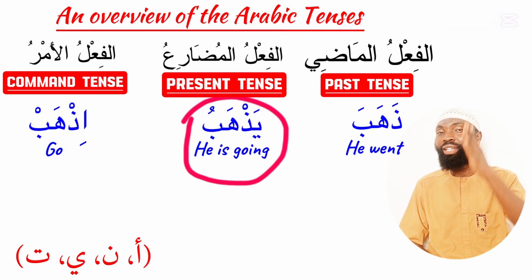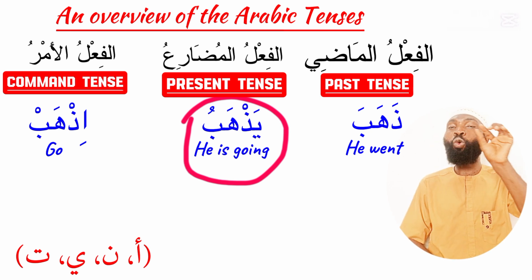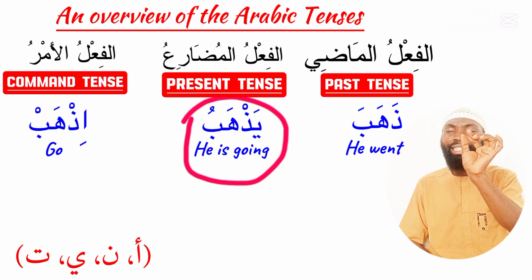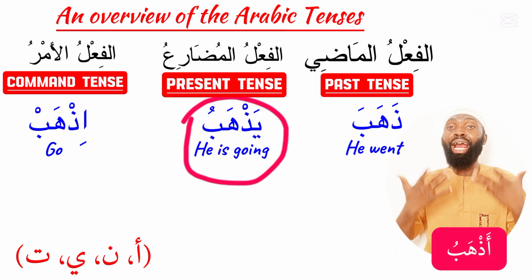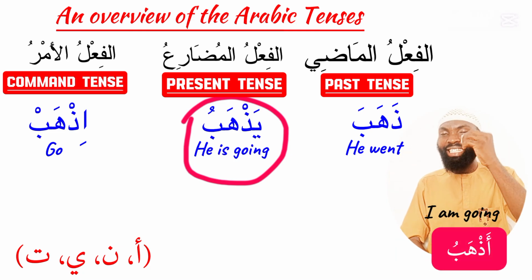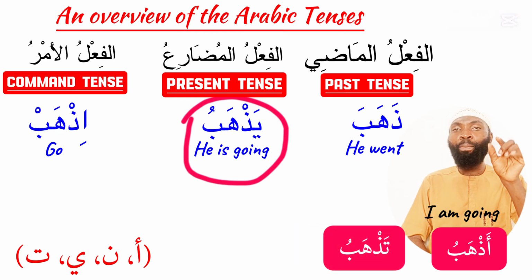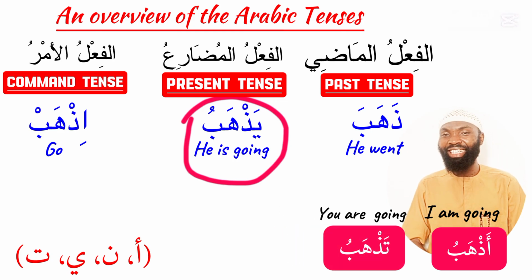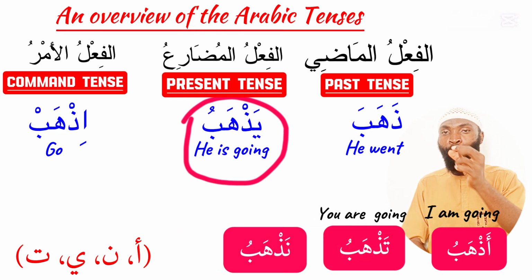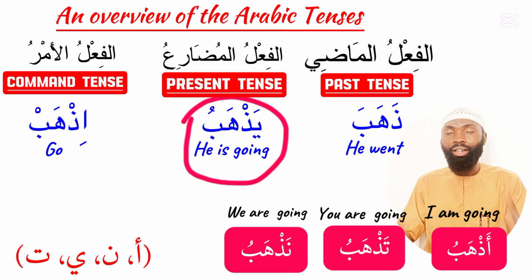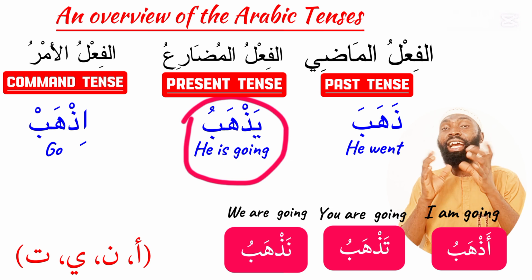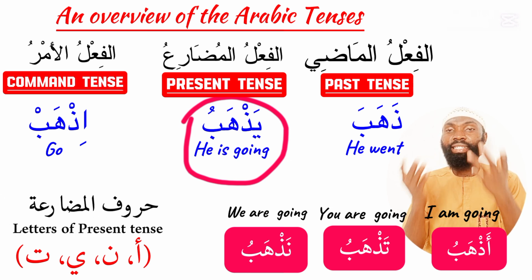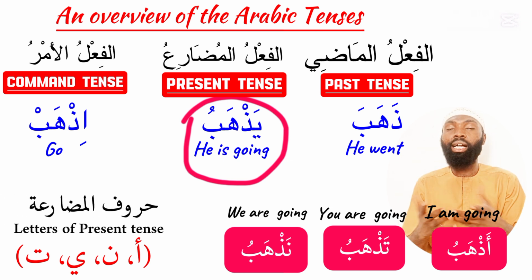Now let's take an example for the 4 of these particles which begin a present tense verb. The first one, as you can see clearly, yadhhabu, he is going. Now let's represent this with hamza. All we will have will be adhhabu, I am going. Representing this with ta, tadhhabu, it means you are going. Then we'll have nadhhabu, we are going. All of these 4 particles beginning this verb are called the particles of present tense, al-huruful mudari'ah.